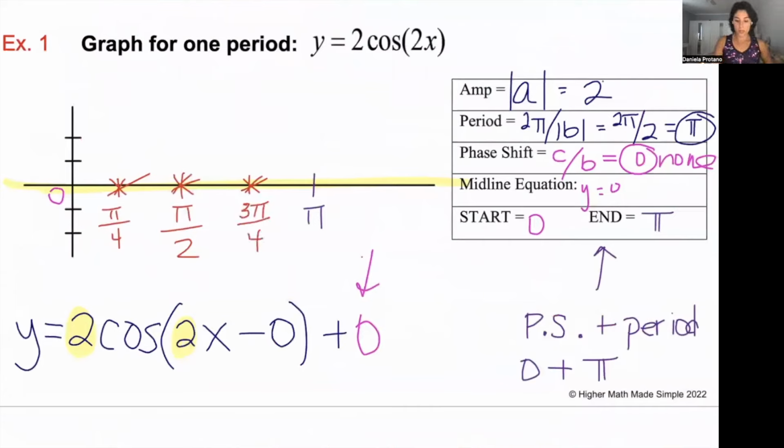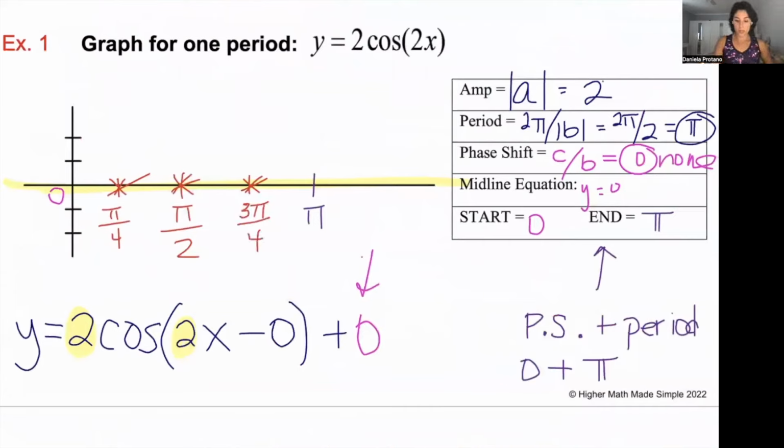Now the phase shift is, did it shift horizontally left or right? The formula is C divided by B. Remember, if we look over here really quickly, C is 0 and B is 1. So 0 divided by 1 is 0. So it did not shift at all. Technically the answer to the phase shift question would be none. But it's nice to know that that value is 0, because as we said before, the phase shift is always going to be that start value. So again, we are starting at 0.